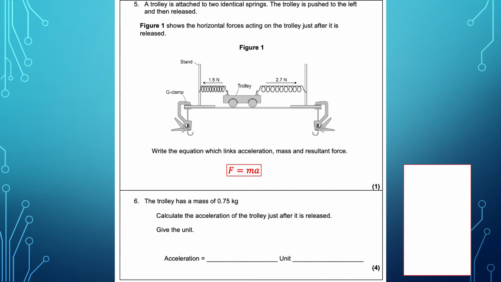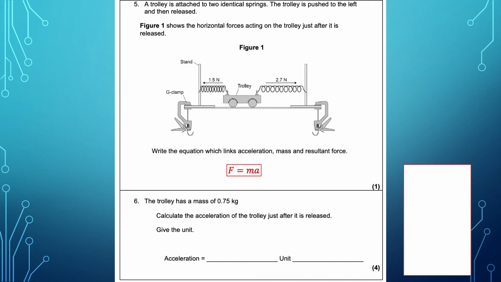And they're not equal. So that means that whatever force is bigger is the direction that you're going to go in, right? In this case, you already know because it described it to you: the trolley is pushed to the left and then they released it. And if it has two springs, it's going to jump back and forth, right?